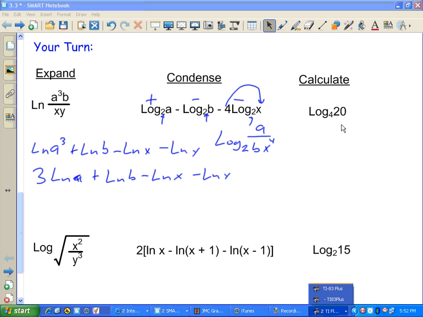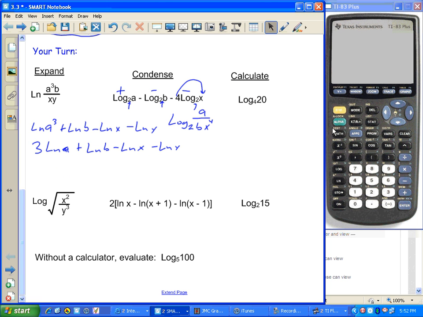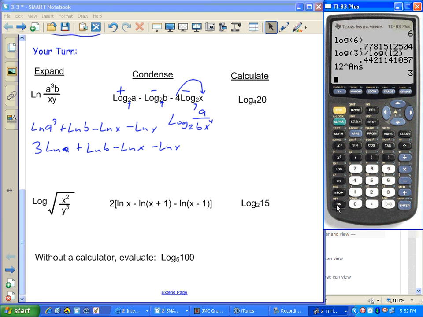Okay, for this last one, I'm going to need my calculator. Because 4 to some power, I don't know what power I need to get 4 to whatever to equal 20. So I'm going to use my base change formula. I'm going to do log of 20 divided by log of 4. I get 2.16096, and I can check that answer by taking 4 to that power and making sure I get 20 out, and I do.